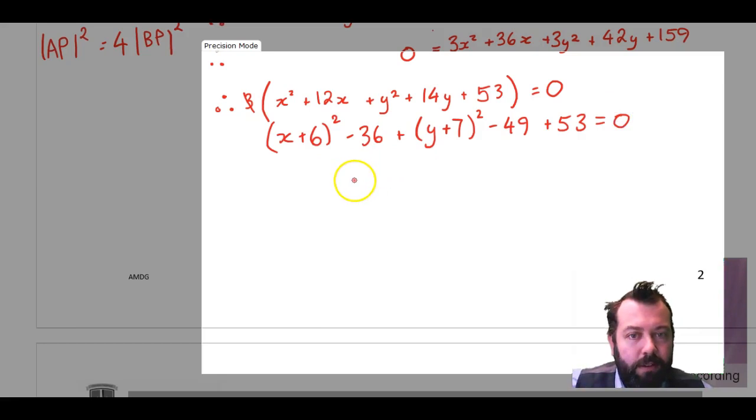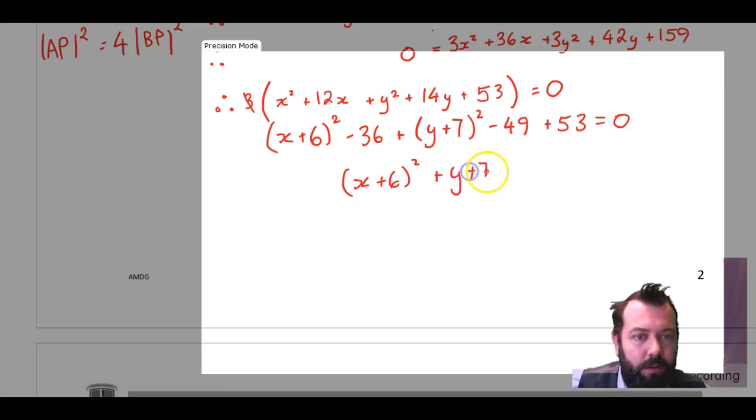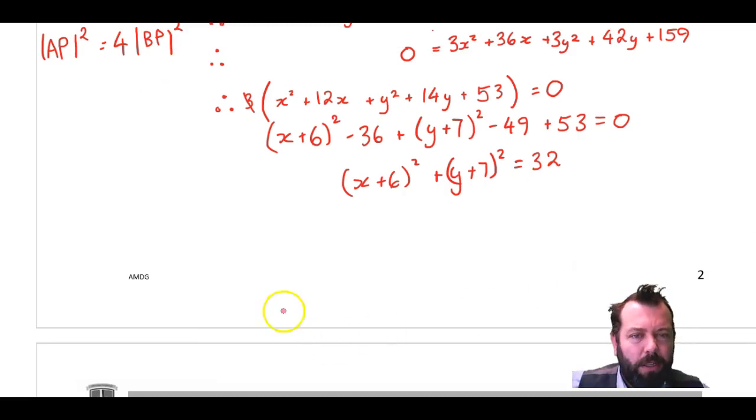Now this gives us x plus 6 all squared plus y plus 7 all squared equals, and what do we have here? I'm going to put 4 of those. Does that equal 32? No, 4 of those equals 32. Oh, I don't love that very much.